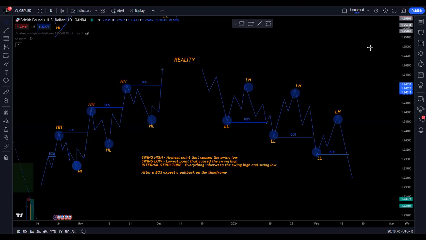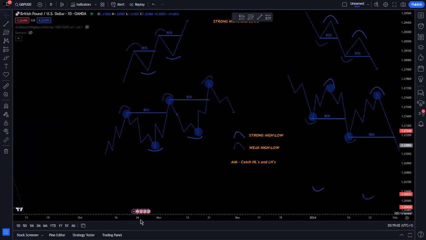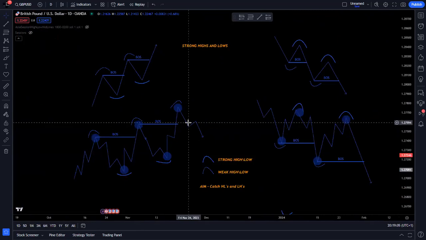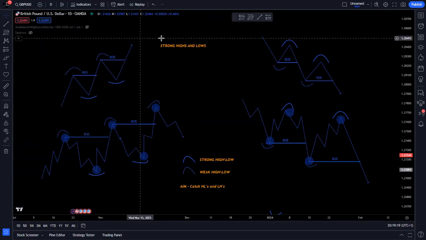So just to recap on what we did in the last class. We spoke about uptrend structure and downtrend structure. I showed you how it's going to look in reality. This is what you have on the chart. And then I also spoke about the concept of strong highs and lows. I told you guys that in an uptrend the highs are weak while the lows are strong, and in the downtrend we have the highs to be strong while the lows are weak. That is for a downtrend.